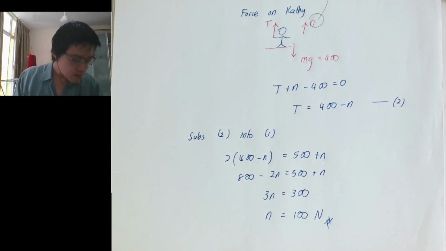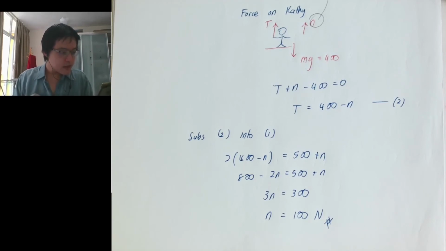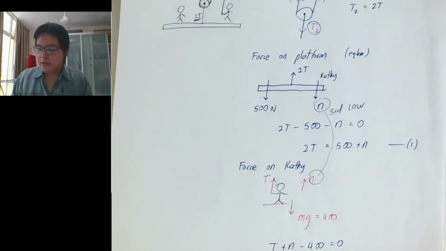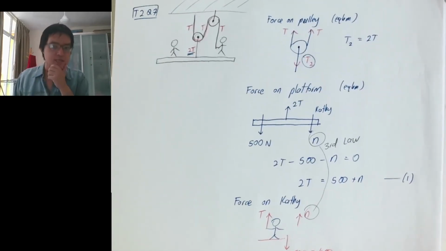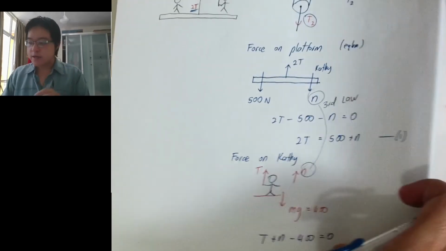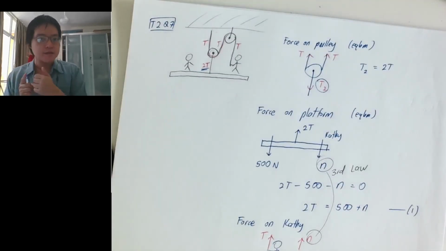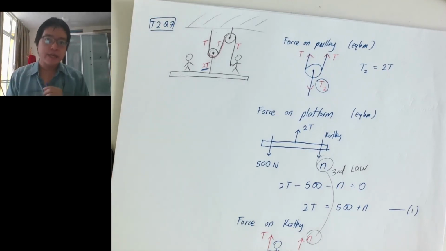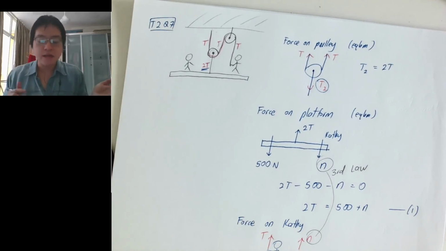Can we calculate the pull by treating everyone on the platform as a whole? We can. I have not tried it, but you can treat it as a whole. But if you treat everything as a whole, the normal force is an internal force. So the whole will not tell you information about internal forces. You can try it, and you will see that there's no n anywhere.